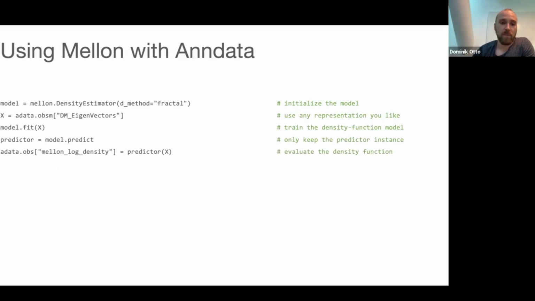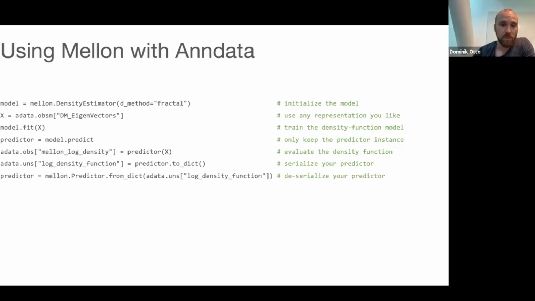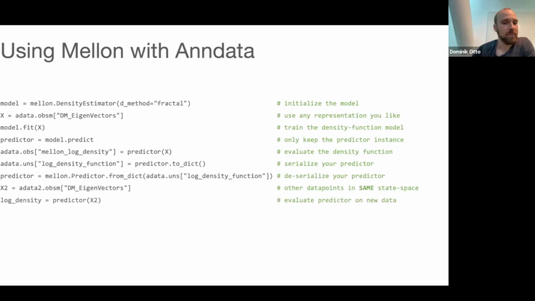You can then, of course, evaluate the density on any cells. That can be a subset, that can be a superset, but of course, it has to be in the same state space to get the log density function. And you can serialize it fairly easily. There's also a to-JSON version, but this one is a to-dictionary, which gives you a hierarchical dictionary of strings, and putting it into the NData like this allows you to save it without any problems. And of course, you can then take the serialization and get it back to its predictor class for later evaluation. You can have any other cells that you want to evaluate the predictor on, but they have to be in the exact same cell state space. Otherwise, it doesn't really make sense.